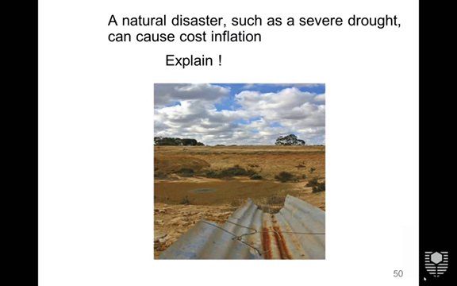Okay, so a natural disaster such as a severe drought can cause cost inflation. You agree with that? If you agree, then think of the reasons, or think of any example that can actually explain this kind of inflation.